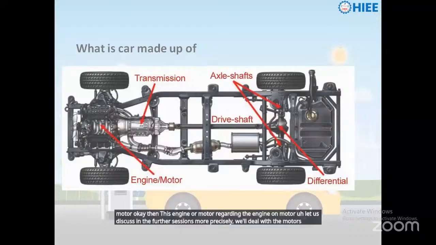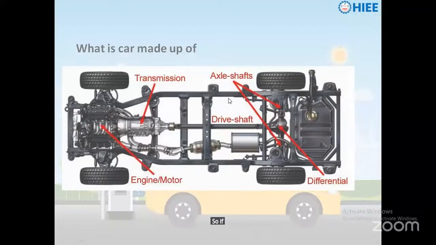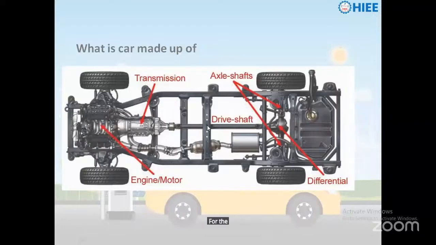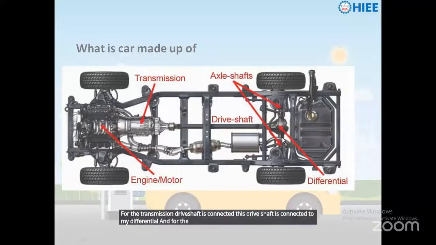So now the point is that if we come to reverse engineering, and check properly, here my wheels need to rotate. I need to have some mechanical transmission from the engine. Okay. So here, let me take the example of my engine vehicle itself. If I take the engine vehicle example, first thing I'll be having is my transmission. For the engine, the transmission is connected. For the transmission, the drive shaft is connected. This drive shaft is connected to my differential. And for the differential, I'll be having something called my axle shaft. Okay.